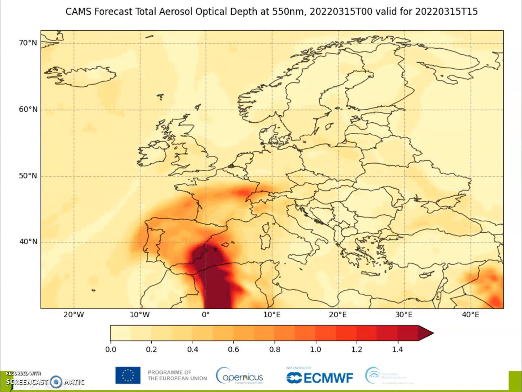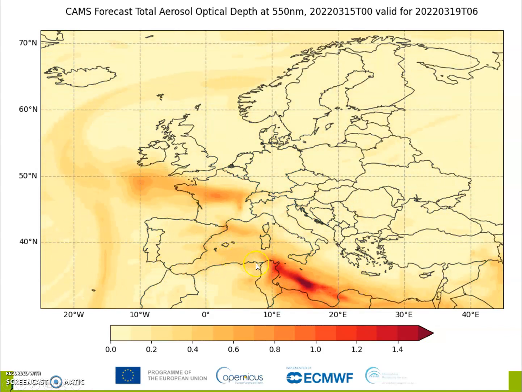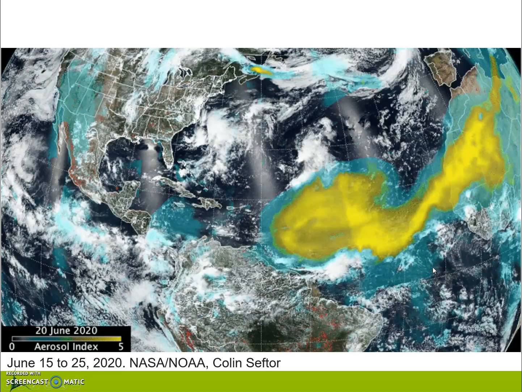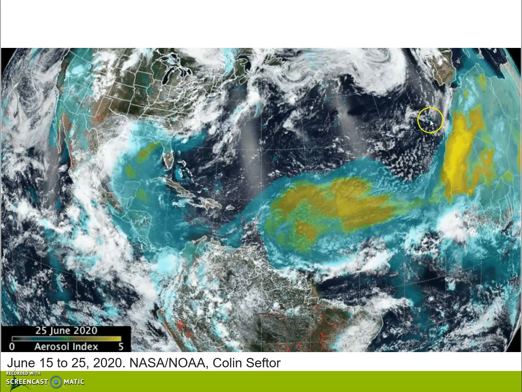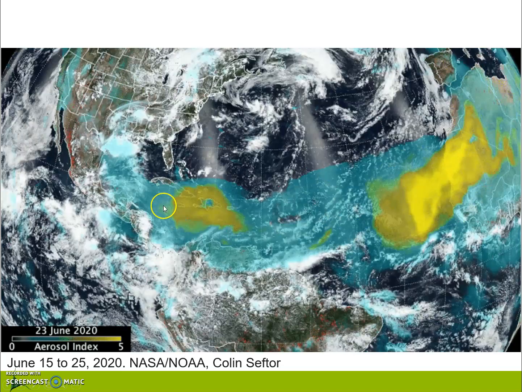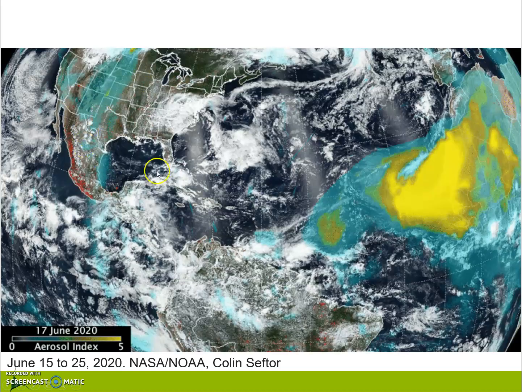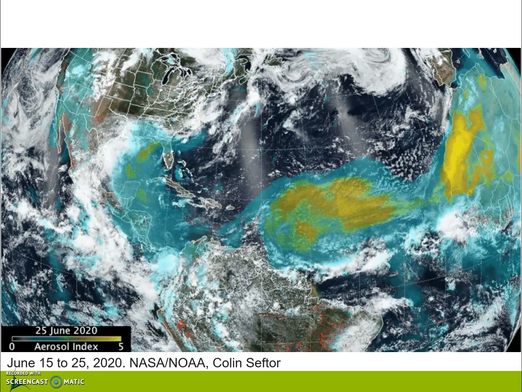So recently it happened that the dust was distributed over Europe, but actually more commonly, and this is an animation from another event that happened in 2020, you get the Saharan dust being transported into the Atlantic and going right across it into Central America, sometimes reaching also the Amazon forests and also reaching the US or North America. So this is quite common.